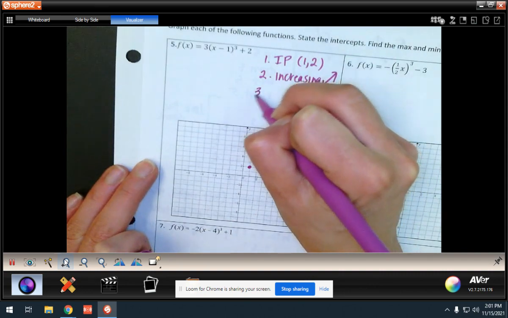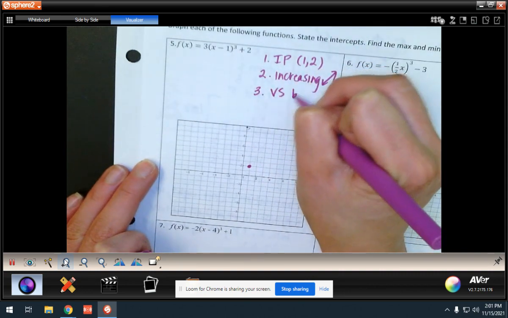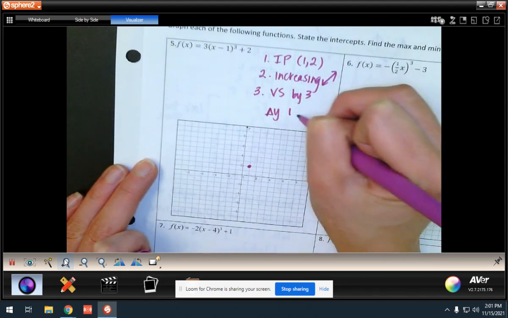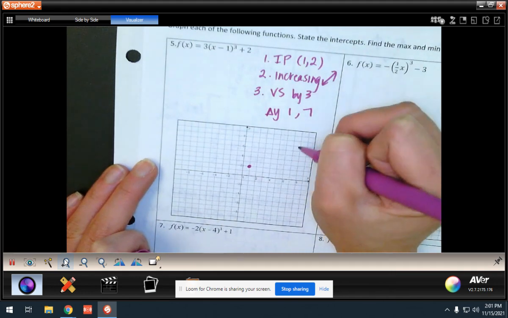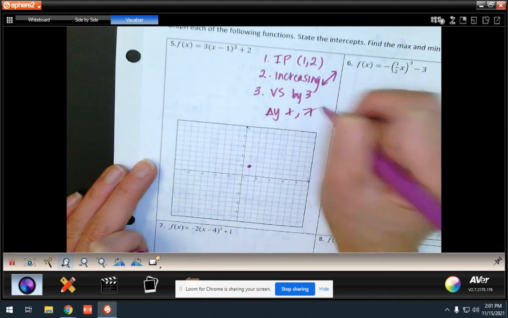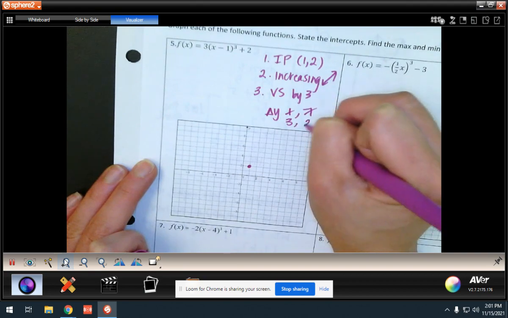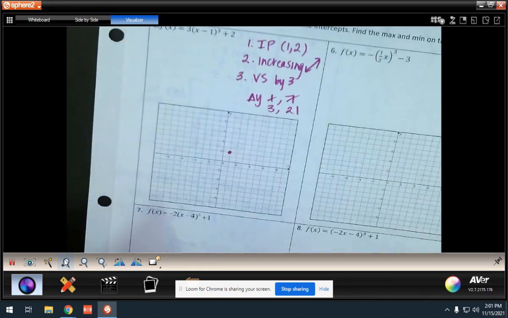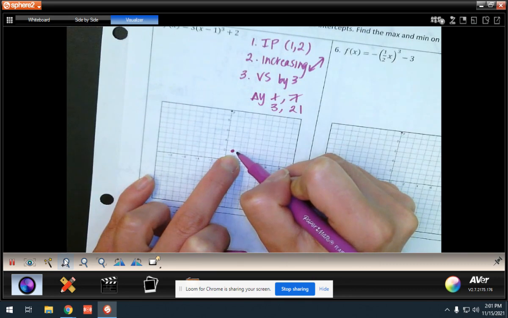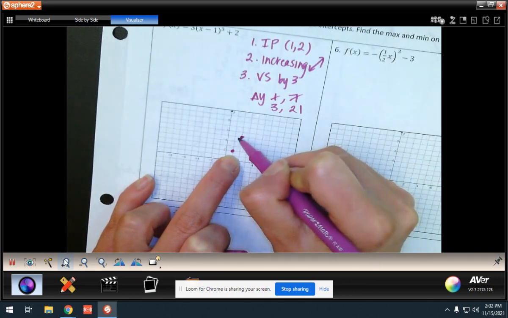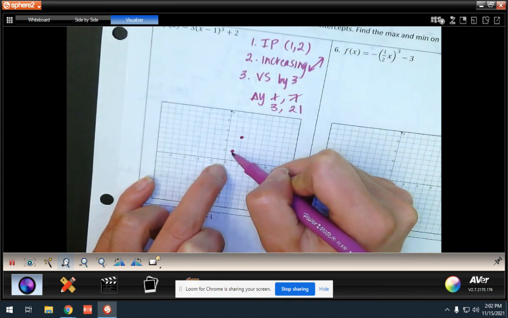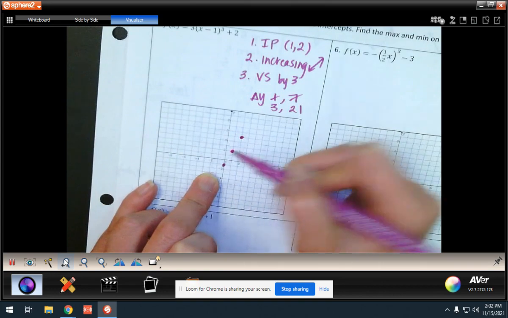And then 3, we have the vertical stretch by 3. And so the change in y's, instead of being 1, 7, we're going to multiply those by 3. It's going to be 3, then 21. So that's going to fall off our graph. All right, so to get our next change in y, we're going to go over 1 up 3. And then obviously over 1 up 21, but we're going to be off our graph. Okay, so get the point on the other side, over 1 down 3.